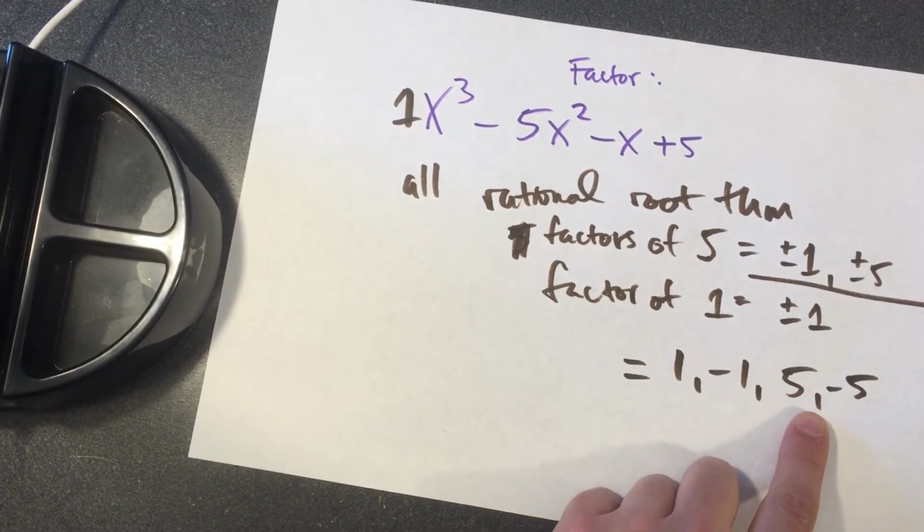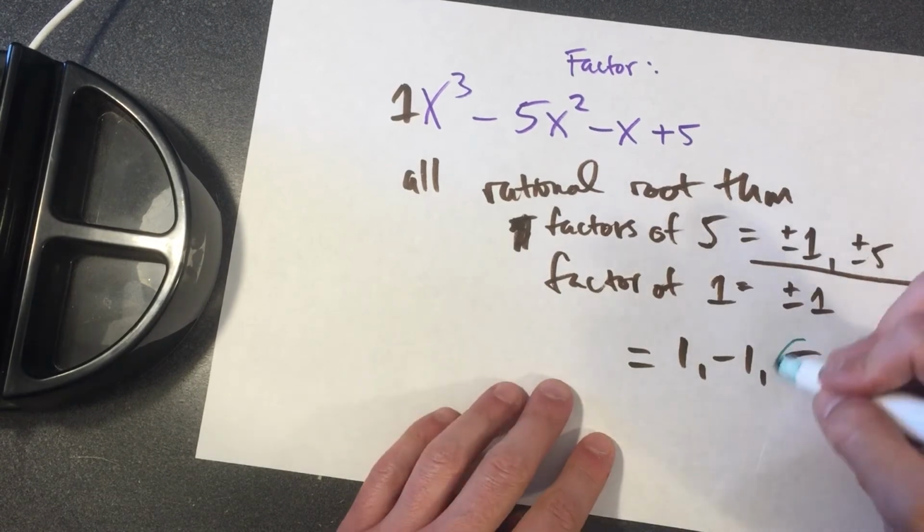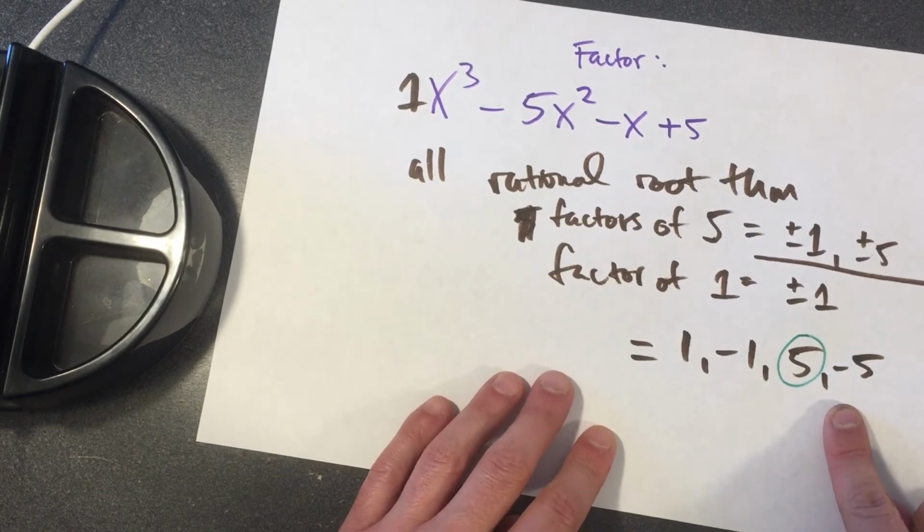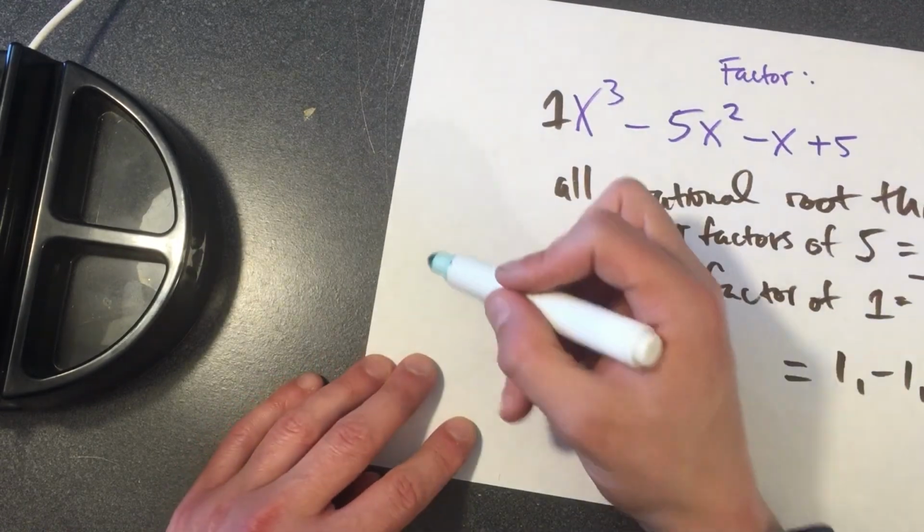So let's check out here. I happen to know that 5 is a root, but you might have had to do synthetic division on a few others to find out. Let's show how we do this. Let's do synthetic division here.